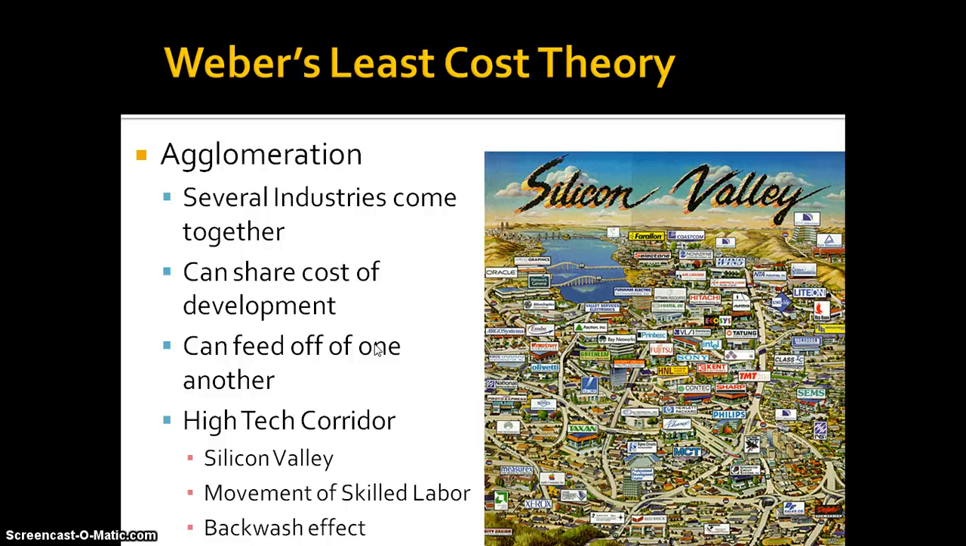We'll talk more about that as we move forward, because that's one of the things that local governments are going to be working towards, to try and prevent things like brain drain, or what's called the backwash effect, and we'll look at that in just a second. So you have places like the high tech corridor in Silicon Valley. You have places like the Research Triangle out in North Carolina. And again, you have all these similar industries coming together.